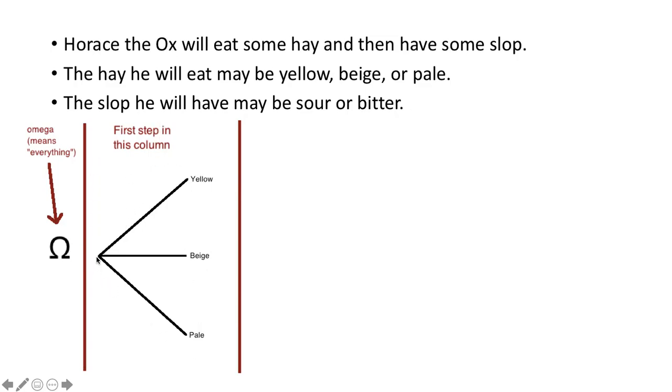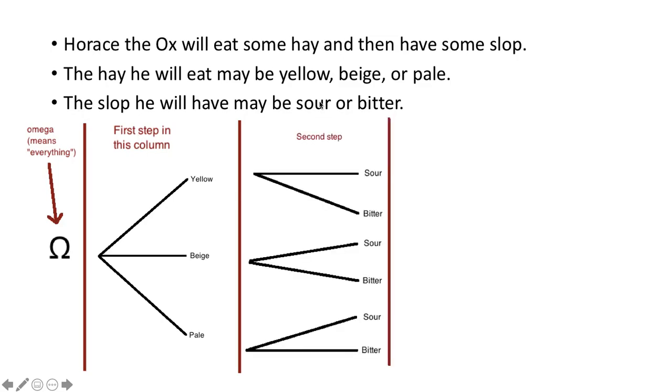I'm not branching it to say something like, okay, this is eating hay up here and this is eating slop down here. No, this whole column is just about that first step, which is just about eating the hay. So I split it off into the three possibilities here. And now I say, okay, the second step is him eating the slop, right? That's going to show up in this other column here.